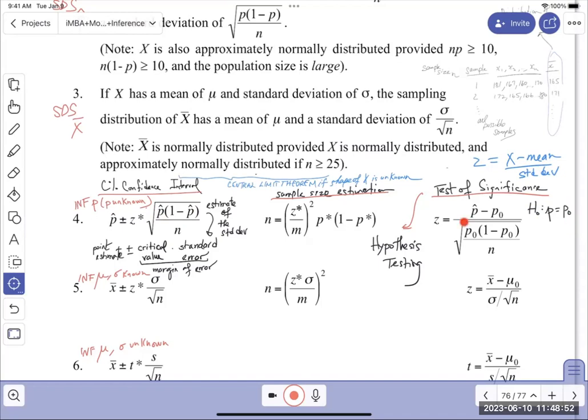So from a sample, I'm going to calculate the sample statistic P hat, and I'm going to see how many standard deviations they are apart from each other. So I'm going to standardize P hat. I'm going to subtract this value and divide by the standard deviation and see if it's an outlier. That's what I'm going to do. Okay, so I'm going to go through the steps.